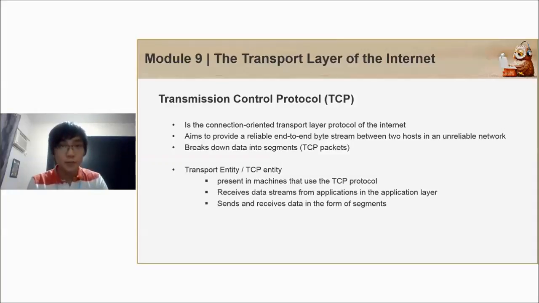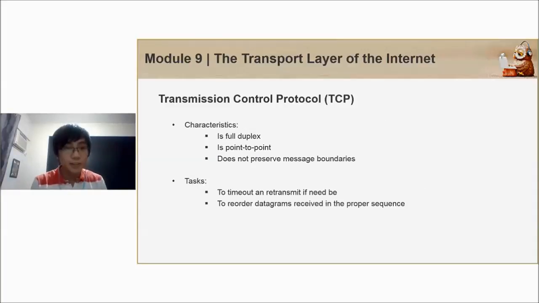TCP is an acronym for Transmission Control Protocol. This is a connection-oriented transport layer protocol of the internet, and it aims to provide a reliable end-to-end byte stream between two hosts. Data here is broken down into segments called TCP packets. It has the characteristics of being full duplex, so it can send and receive simultaneously, being point to point, and it doesn't preserve message boundaries.